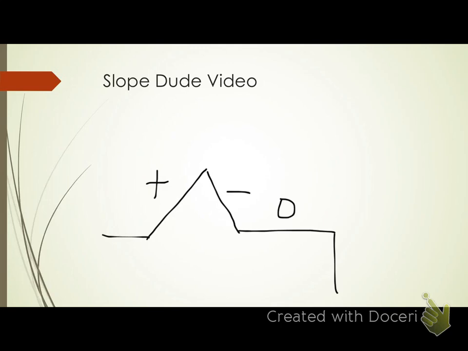We also knew the slope of a vertical line from hoy and vux. What'd the U on vux stand for? Undefined. And now we also know that Slope Dude says undefined on a vertical line. Everyone okay with that?